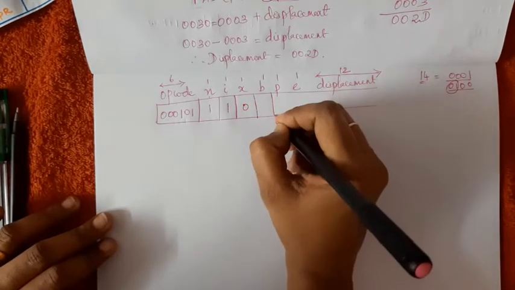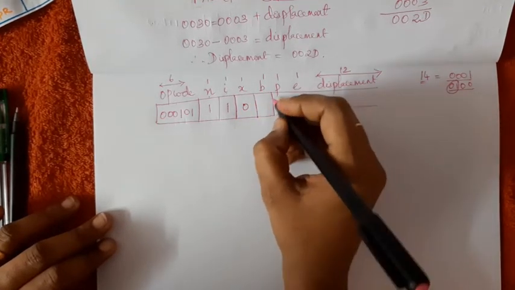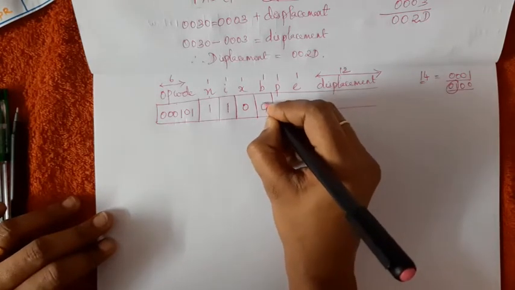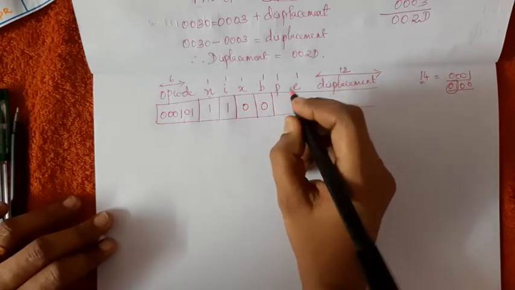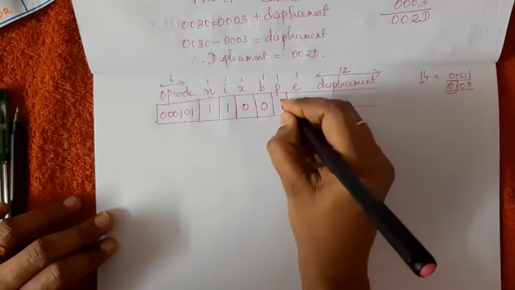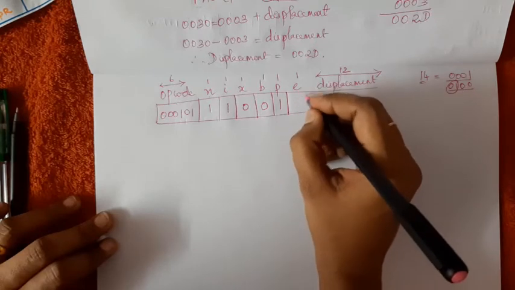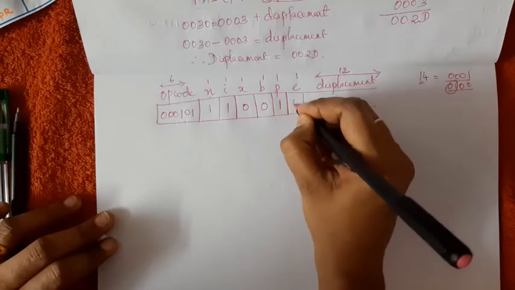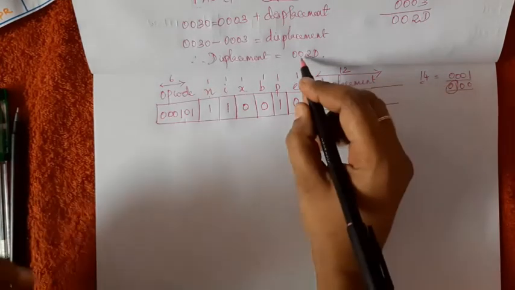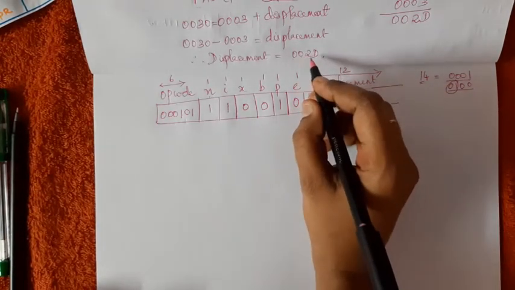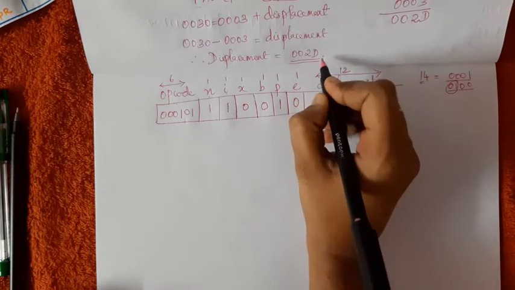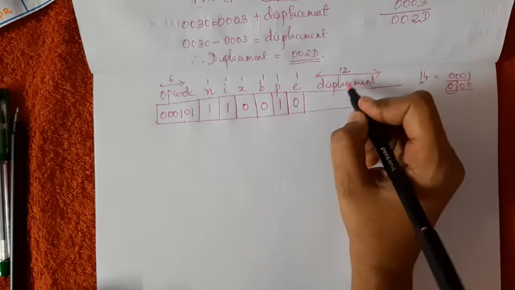I haven't calculated this instruction using a base register, base relative addressing mode, so B is 0. I have calculated this instruction using program counter relative addressing mode, so P is now set to 1. It is a format 3 instruction, so E is set to 0. Now we have to fill in the displacement value. What is the displacement value here? 002D.